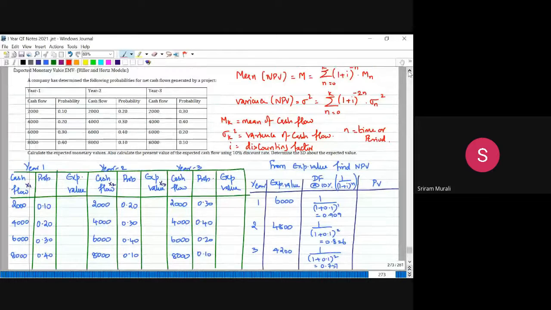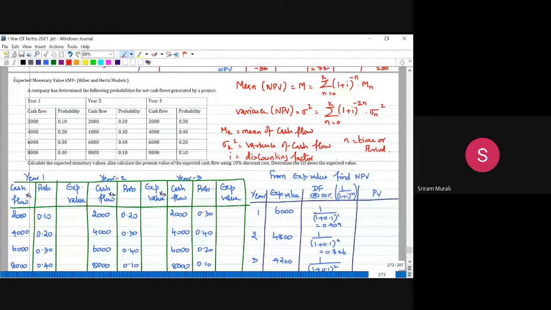The same way, we are going to do expected monetary value using the Hillier and Hertz method, the Hertz model. This will be very useful when you come to CA final or any MBA. So for the Hillier and Hertz model, the mean of the net present value and the variance of the net present value, this is the formula.